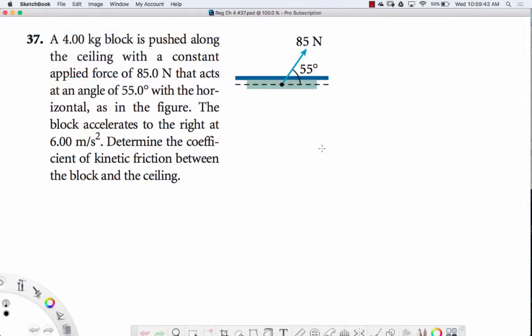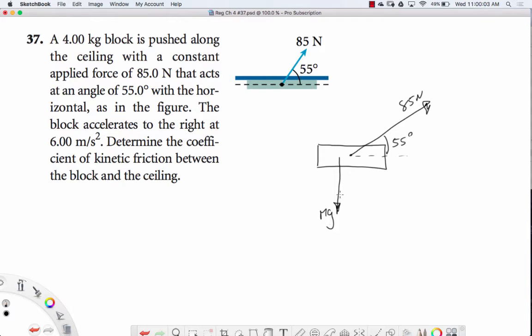There's 4 forces total on this block. So the 4 forces total, we'll start with the 85 Newton force. 85 newtons is directed this way. It's at a 55 degree angle, so make sure you show your angle. mg is always straight down.